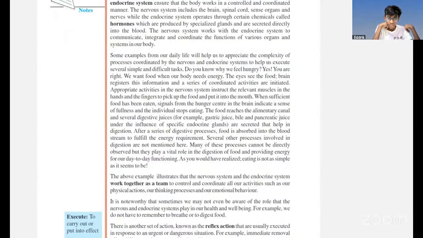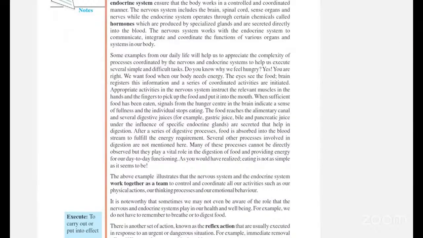When sufficient food has been eaten, signals from the hunger center in the brain indicate a sense of fullness and the individual stops eating. The food reaches the alimentary canal and several digestive juices, for example, gastric juice, bile, and pancreatic juice, under the influence of specific endocrines, are secreted that help in digestion. After a series of digestive processes, food is absorbed into the bloodstream to fulfill the energy requirement. Several of the processes involved in digestion are not mentioned here. Many of these processes cannot be directly observed, but they play a vital role in the digestion of food and providing energy for day-to-day functioning. As you would have realized, eating is not as simple as it seems to be.